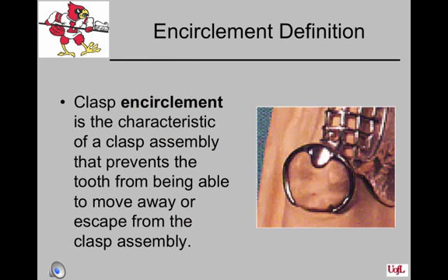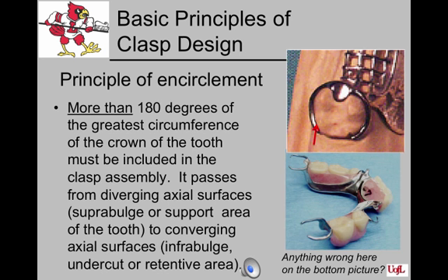Clasp encirclement is the characteristic or attribute of a clasp assembly that prevents the tooth from being able to move away from the clasp assembly. The clasp assembly must encompass more than 180 degrees of the greatest circumference of the crown of the tooth. It has to be more than halfway around. It passes from a diverging axial surface, sometimes referred to as the suprabulge or the support area, to the converging axial surfaces on the direct retainer side, referred to as the infrabulge area, the undercut, or the retentive area.